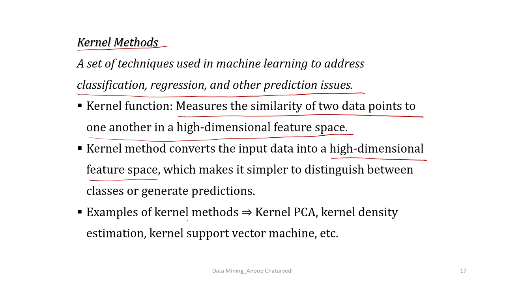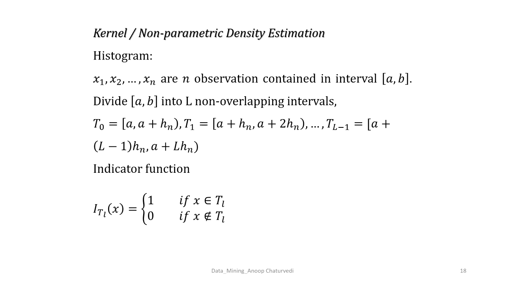Some examples of kernel methods are kernel principal component analysis, which we are going to discuss here, or the kernel density estimation. I am going to discuss the kernel density estimation in this lecture just very briefly, and we will also discuss kernel support vector machine in one of the subsequent lectures. Now first I consider kernel or non-parametric density estimation, just to give you some idea of non-parametric density estimation and how we can use the kernel method for it. Now, suppose you have n observations x 1, x 2, x n.